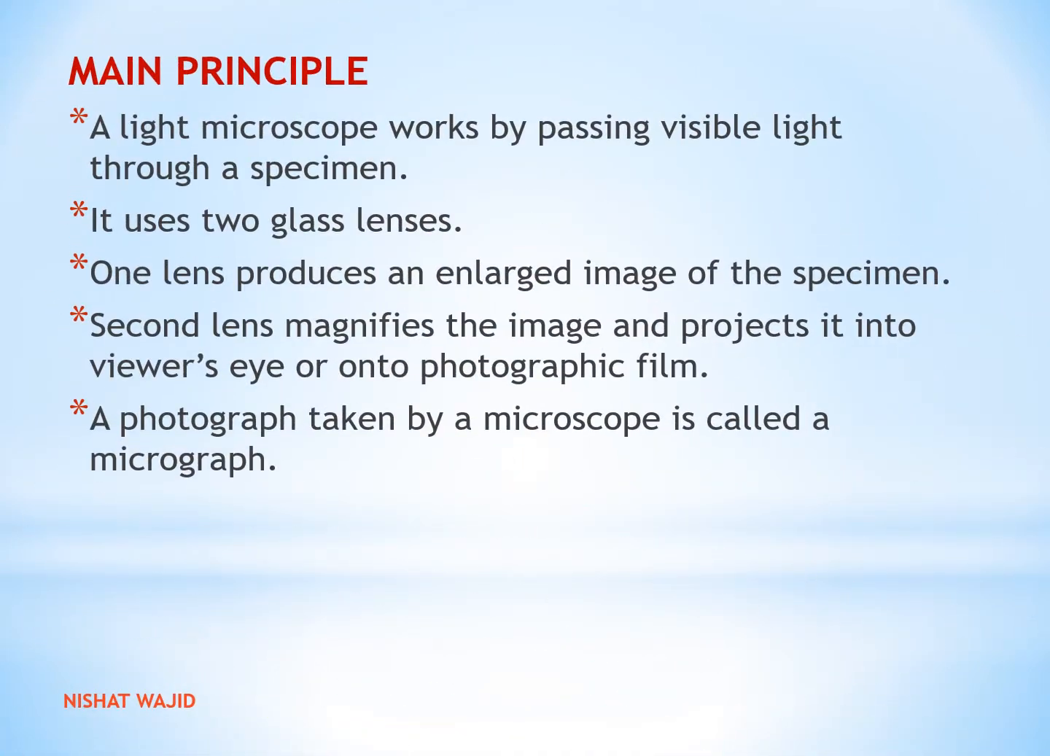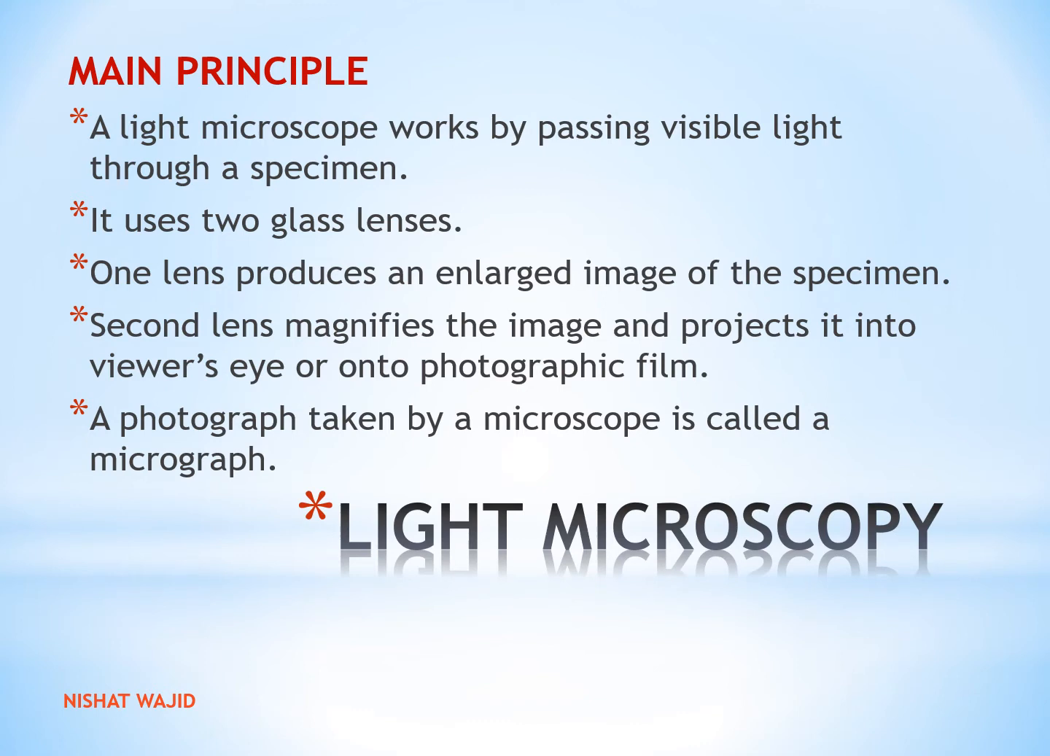There are two types of microscope: light microscope and electron microscope. First to discuss in detail is light microscopy. Its main principle of working is a light microscope works by passing visible light through a specimen. It uses two glass lenses. One lens produces an enlarged image of the specimen. Second lens magnifies the image and projects it into viewer's eye or onto photographic film. A photograph taken by a microscope is called a micrograph.